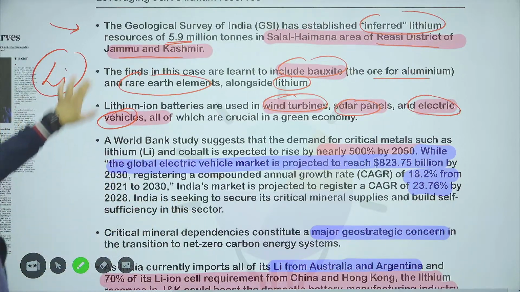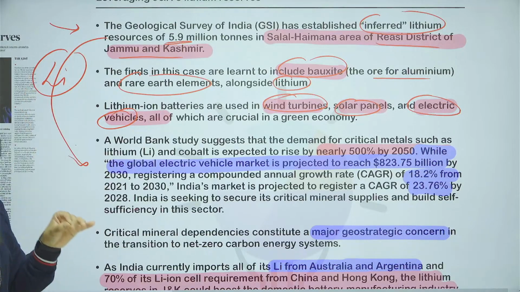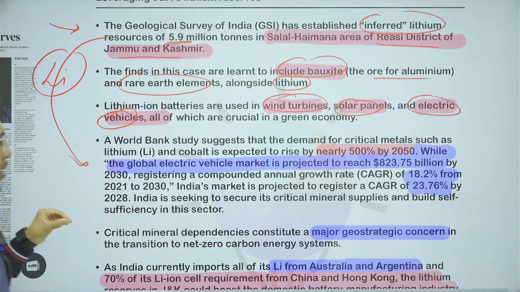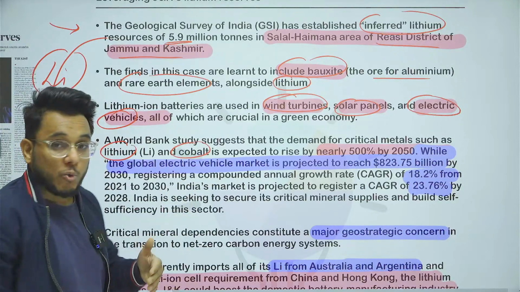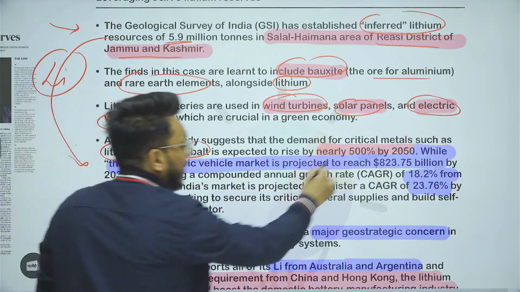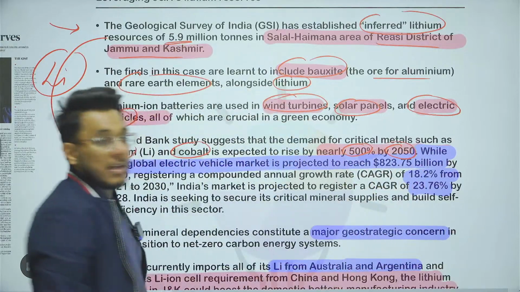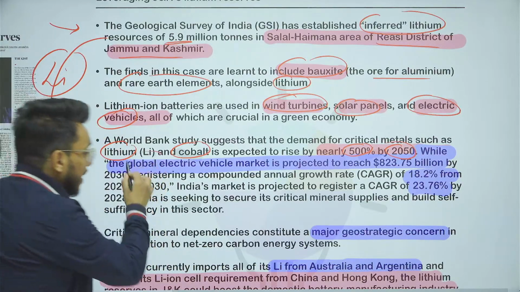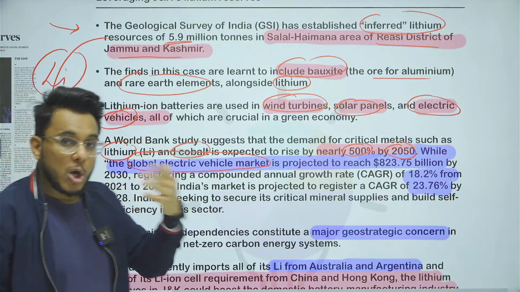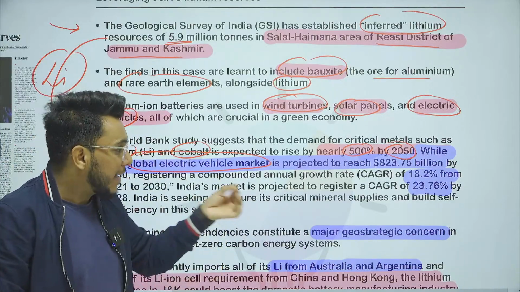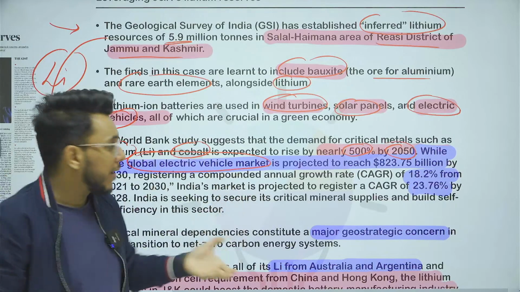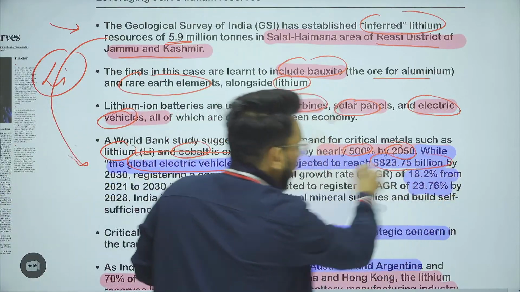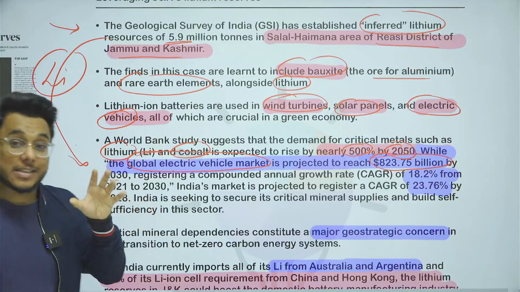Okay, now as per a World Bank study report that has come, World Bank provides that lithium and cobalt use is going to increase by 500% by 2050. Moreover, the global electric vehicle market is going to increase a lot in the coming years, and it has been projected that the electric vehicle market will reach around $823 billion by 2030. This is a huge growth.